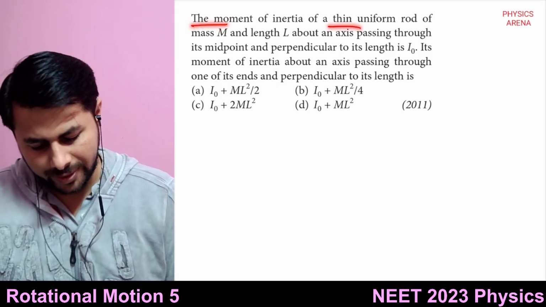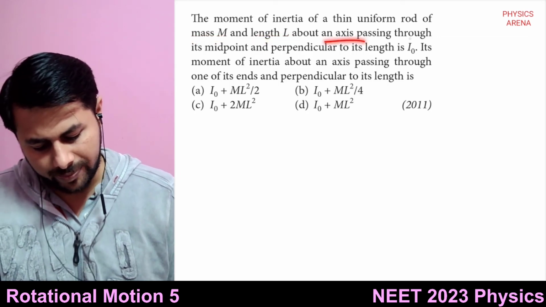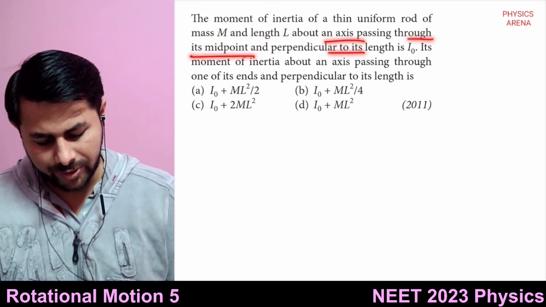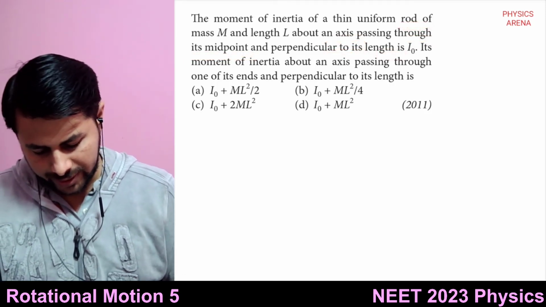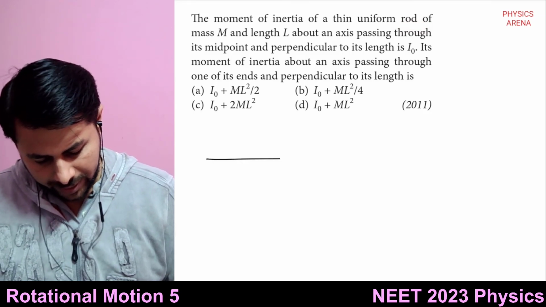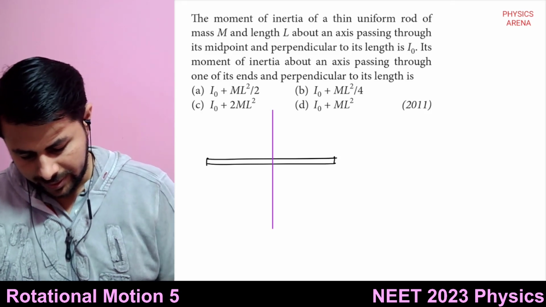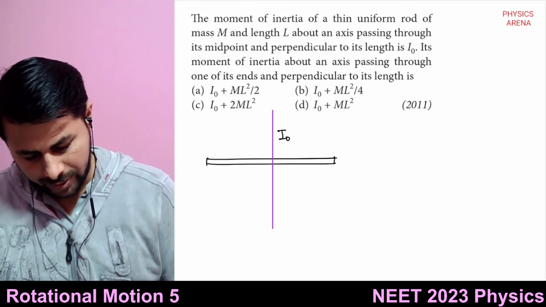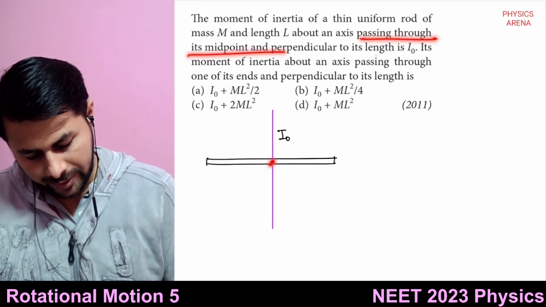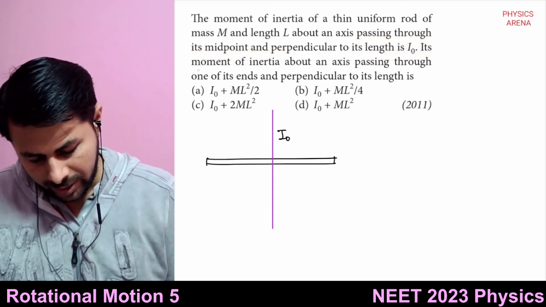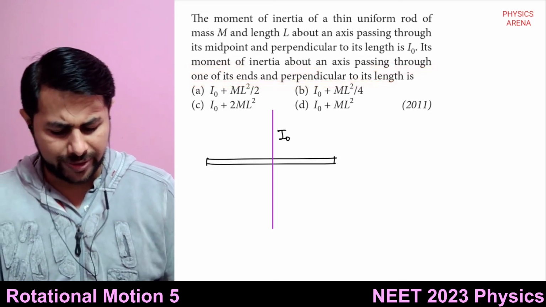The moment of inertia of a thin uniform rod of mass m and length l about an axis passing through its midpoint and perpendicular to its length is IO. This is a thin rod. It's given that the moment of inertia about this axis, passing through its midpoint and perpendicular to its length, is IO. Its moment of inertia about an axis passing through one of its ends and perpendicular to its length is.